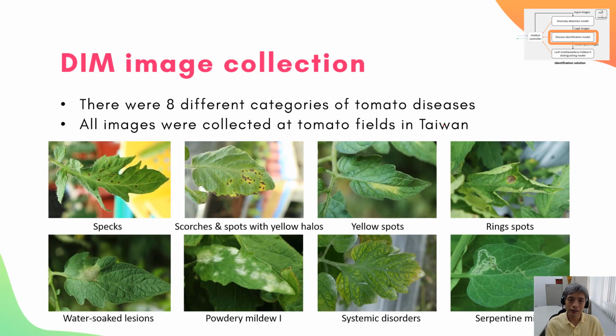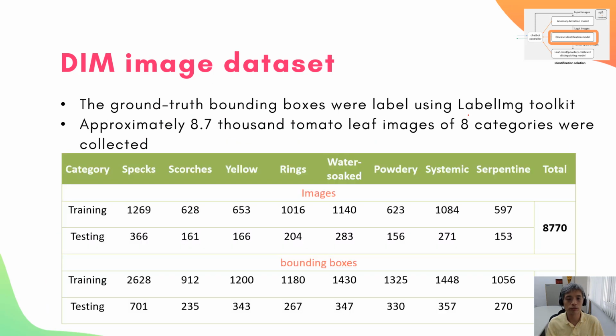So we collect images of the 8 categories, and they look like this. You can see in this image that the leaf area is actually pretty big, like 1/3 to 1/2 of the image. So the symptoms or the lesions are obvious. And here are the amount of images that we collect. We collect a total of nearly 9,000 images.